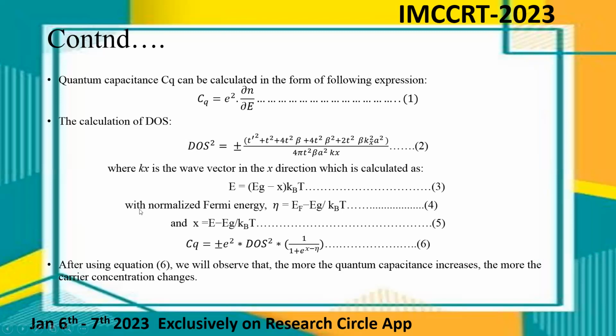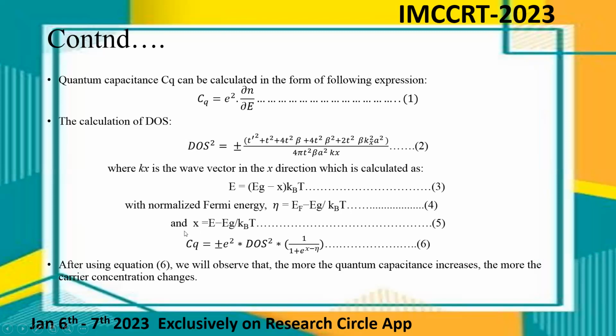Then with normalized Fermi energy, I mean without sensing with any gas molecule, eta, this symbol is called eta. Eta is equal to EF minus EG divided by kBT. EF is the actual Fermi level. EG is the standard band gap, divided by kBT. kB is the Boltzmann constant and T is the standard temperature, which is 298 Kelvin. And the value of X is also determined. X is equal to E minus EG divided by kBT.